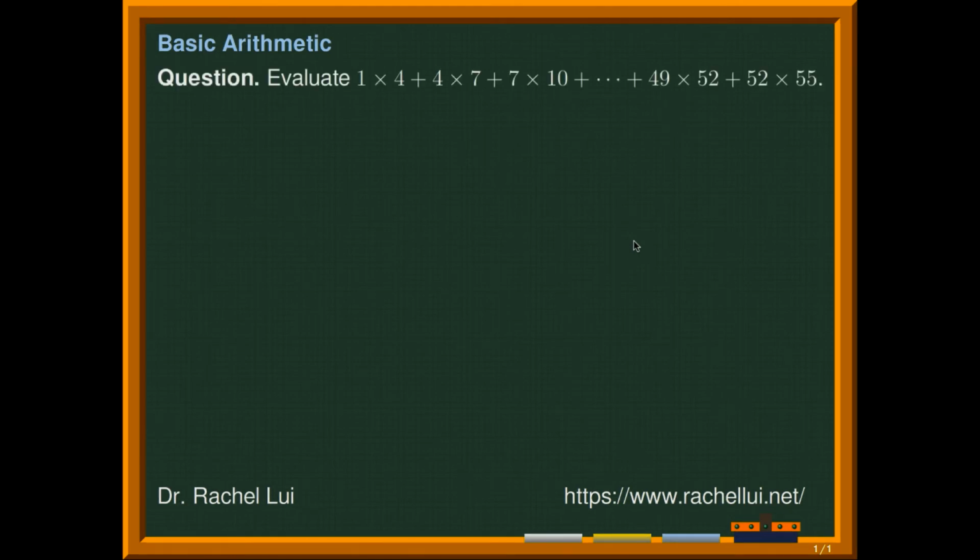We are asked to evaluate 1 times 4 plus 4 times 7 plus 7 times 10 plus ... plus 49 times 52 plus 52 times 55. First of all, we need to realize that each of these numbers differs by 3. That means 1 plus 3 is 4. 4 plus 3 is 7. 7 plus 3 is 10, and so on.